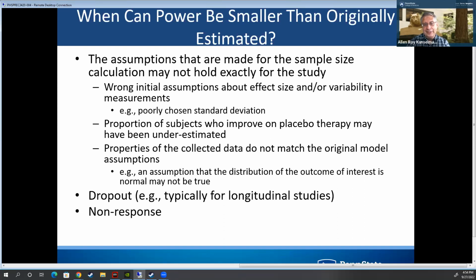The properties of collected data may not match the original model. A quick example: if you do a sample size and power calculation for a t-test, that assumes your data is normally distributed. But if your data is actually very skewed, the test isn't really as accurate as it could have been. Your sample size and power calculation should have been based on the Wilcoxon rank sum test, for example. So you have to think about the assumptions of the analysis. Like I mentioned before, dropouts are usually prevalent in longitudinal studies, and non-response can affect power as well.